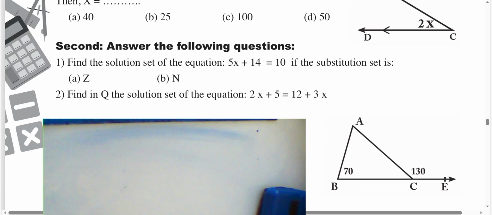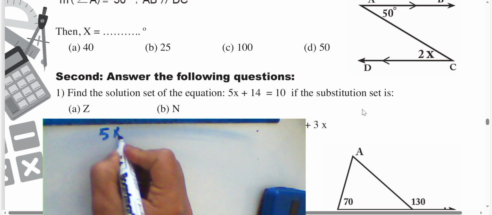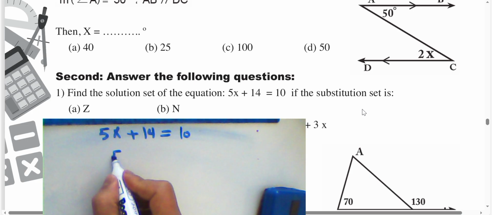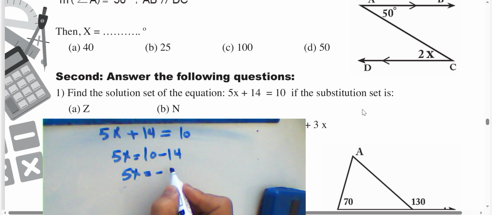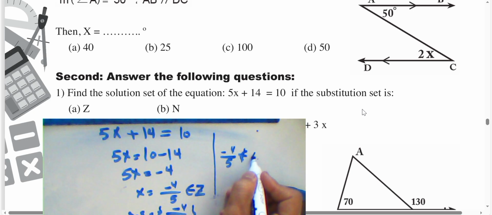Next question. Find the solution set of the equation. We have 5x plus 14 equal 10, right? 5x equal 10 minus 14. Then 5x equal negative 4. Then the value of x equal negative 4 over 5. This belongs to integers? In the solution set in Z, negative 4 over 5 is not belonging to natural numbers. In solution set here, it will be null set phi.